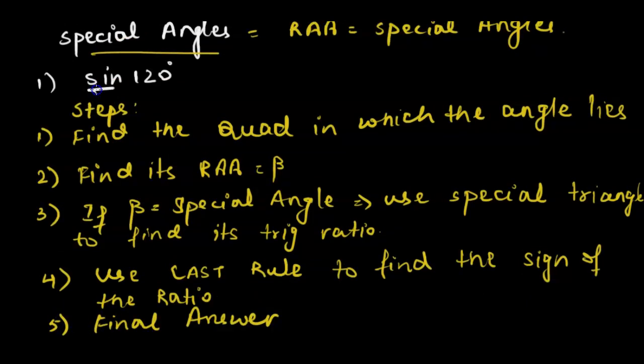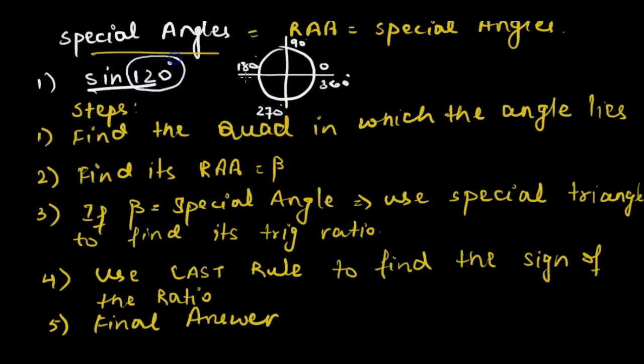Going back to the question, let's apply the steps. We find the quadrant in which the angle lies. Always remember, if the angle is from 0 to 90, it's the first quadrant. If it's from 90 to 180, it's the second quadrant. If it's 180 to 270, it's the third quadrant. And if it's 270 to 360, it's the fourth quadrant. Since the angle we are working with is 120 degrees, and that lies in the second quadrant, we know this is quadrant 2.